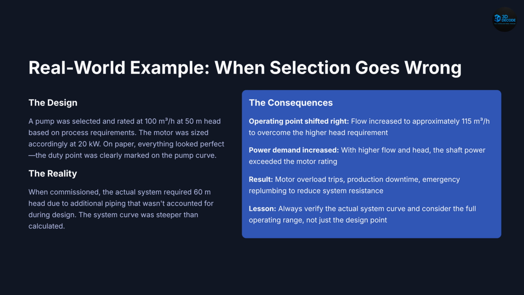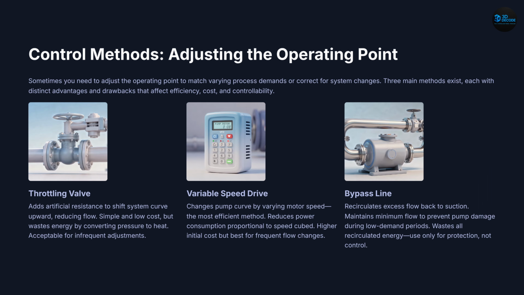Slide 12, real case. In one real case, a pump was selected correctly on paper, but the actual system had higher resistance than expected. This shifted the operating point, increased flow and power demand, and caused motor trips. The issue was not the pump, it was incorrect system understanding.